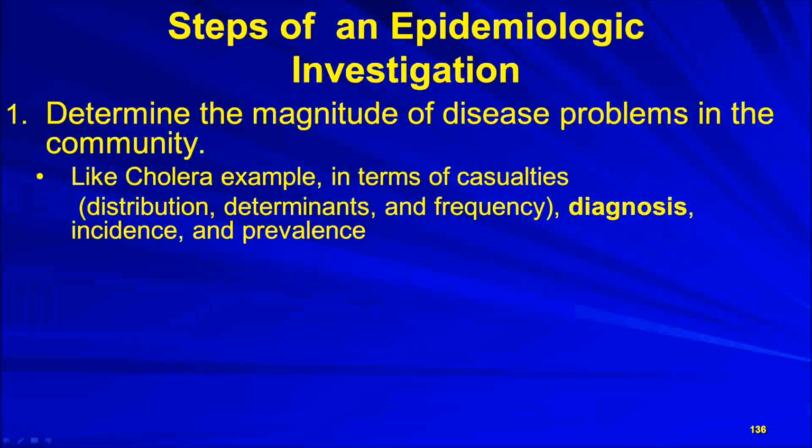Now, steps of an epidemiological investigation. We always want to begin with determining the magnitude of the disease. How big is it? Now, you know right there that that brings together your vocabulary. When we're talking about magnitude, we're talking about distribution, determinants, and frequency. We're talking about a diagnosis. We're talking about incidence and prevalence, and I would add the word rates there for you.